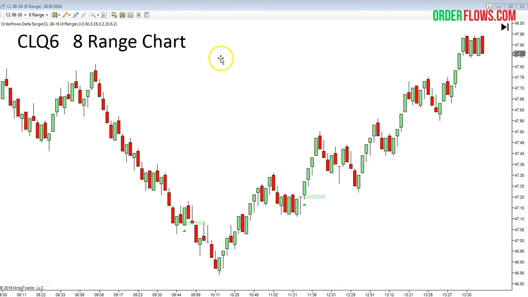A lot of people trade crude. Okay, so this is an 8-range chart. Here you got a buy signal. This one failed. Okay, this one, the buy signal, this one worked.